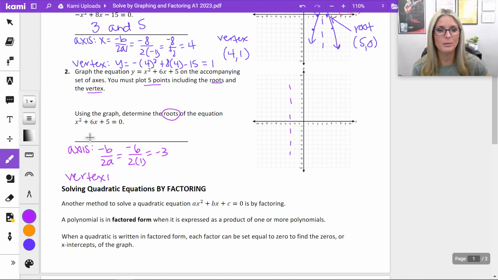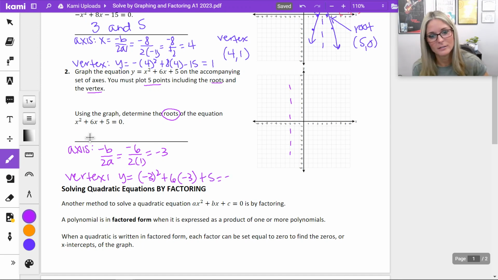My vertex, when I plug in that negative 3 into the function, negative 3 is getting squared plus 6 times negative 3 plus 5. When I evaluate that, I get a negative 4. So our vertex is going to be negative 3, negative 4.